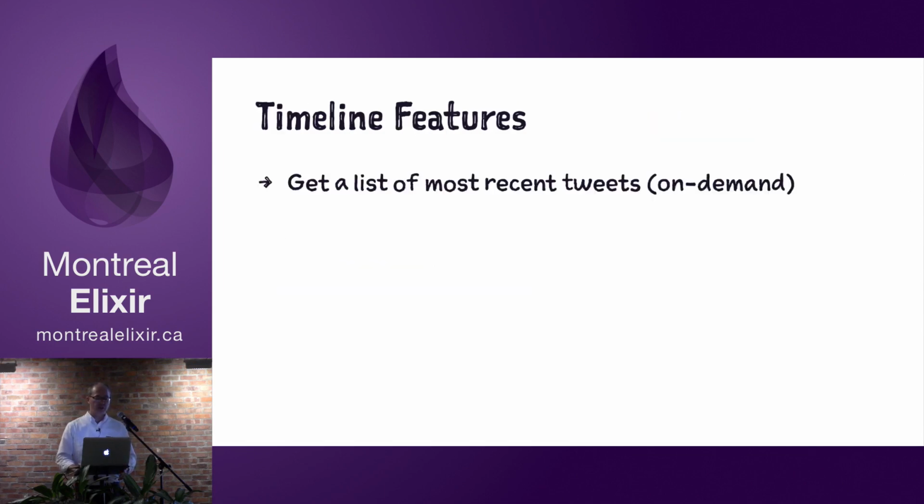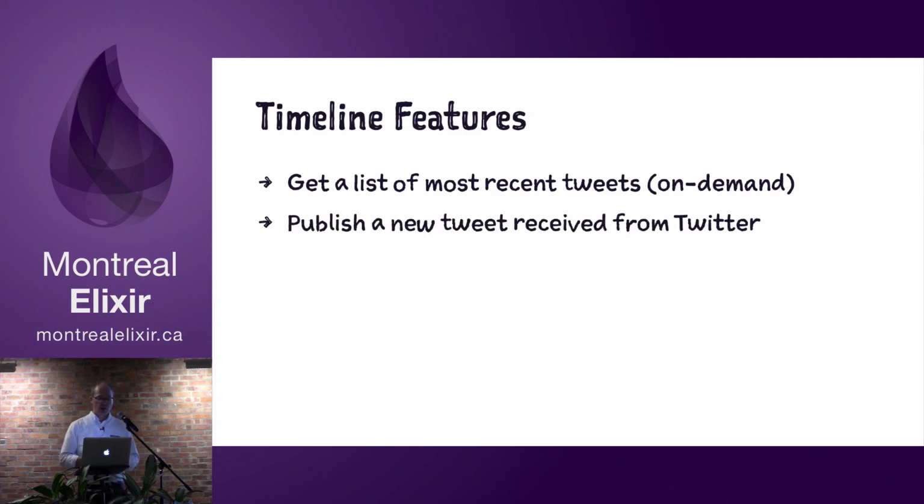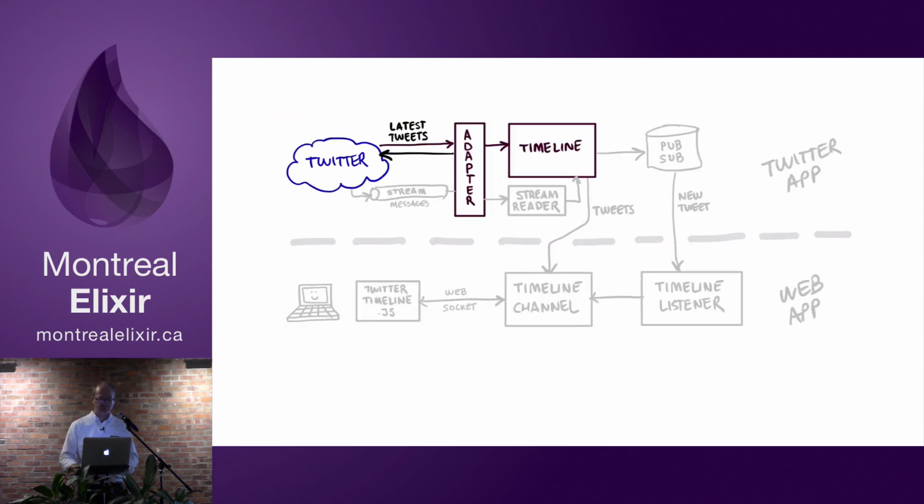So the features of the timeline would be, first, we need to get a list of the most recent tweets. This will be happening when we boot the application, when we deploy the application, when we start the console. We need a way to publish new tweets that we receive from Twitter, of course, and we need to handle deleted tweets. This is a nice to have. I won't go into the details of handling deleted tweets tonight, but what will be deployed in the next couple of hours is handling the deleted tweets, and you can have a look at the source code.